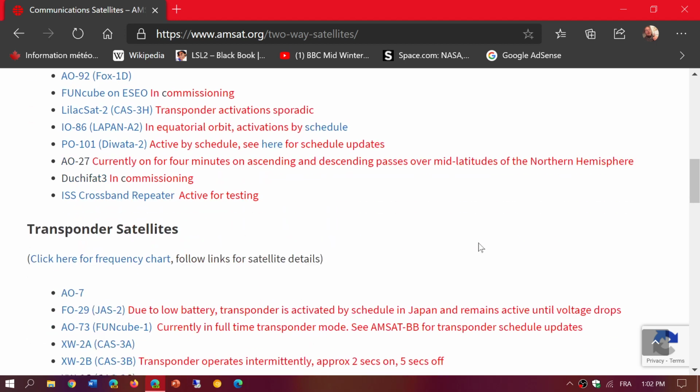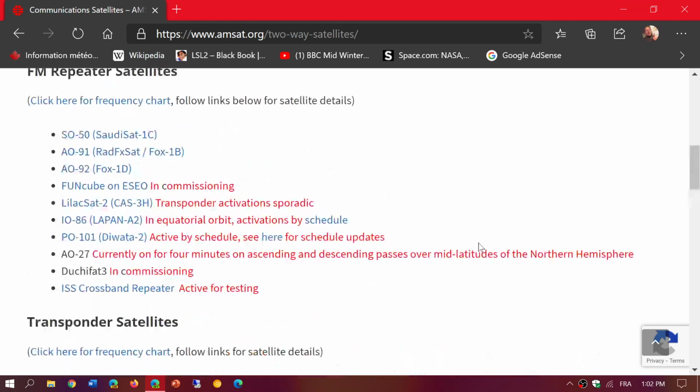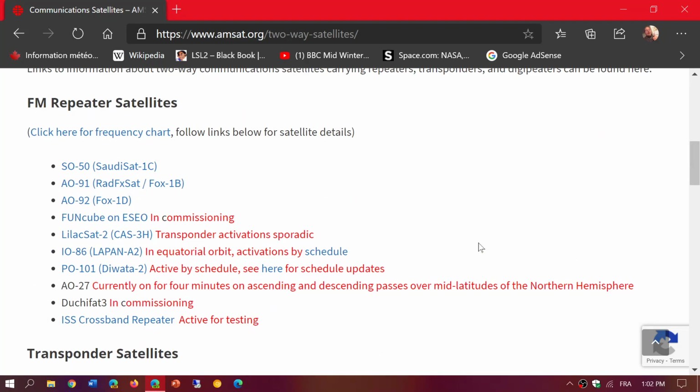We talked about the transponder satellites yesterday, and those transponder satellites, well, they have single sideband. So what happens is that you need to have a more expensive communications receiver for this to work. Here, the FM repeater satellites are like a repeater. It's like a normal 2 meter or 70 centimeter repeater of amateur radio that you listen to in your scanner, except that it's a satellite in the sky that's doing it.